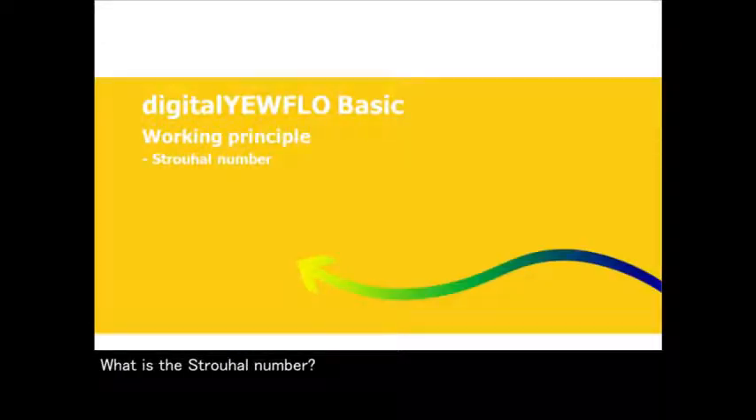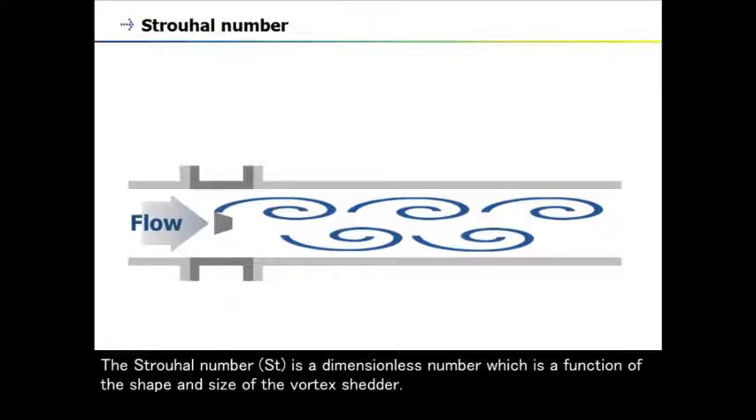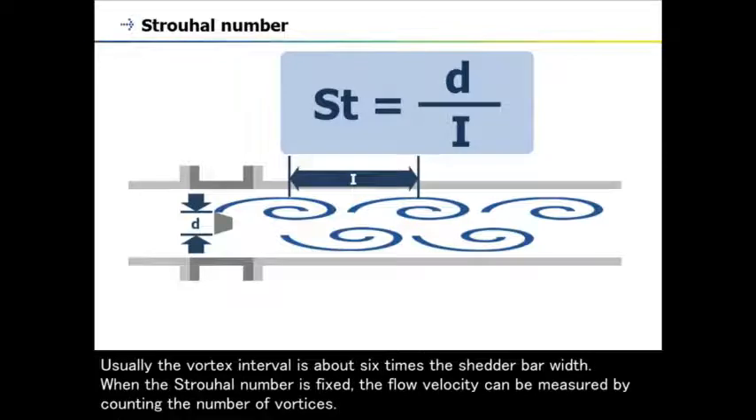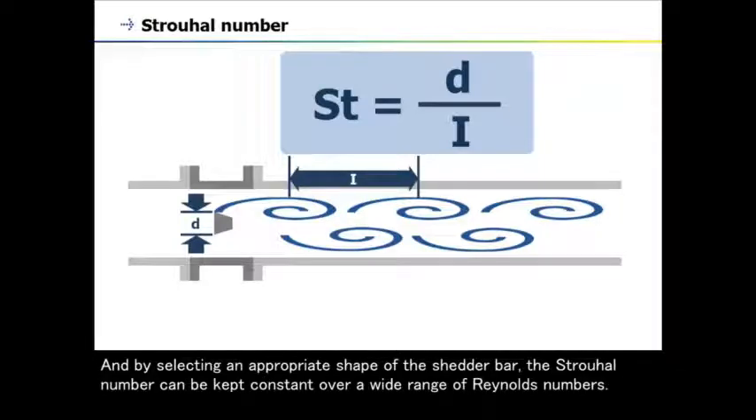What is the Strouhal number? The Strouhal number, ST, is a dimensionless number which is a function of the shape and size of the vortex shedder. The Strouhal number is the ratio between the vortex interval, I, and the shedder bar width, D. Usually the vortex interval is about 6 times the shedder bar width. When the Strouhal number is fixed, the flow velocity can be measured by counting the number of vortices. And by selecting an appropriate shape of the shedder bar, the Strouhal number can be kept constant over a wide range of Reynolds numbers.